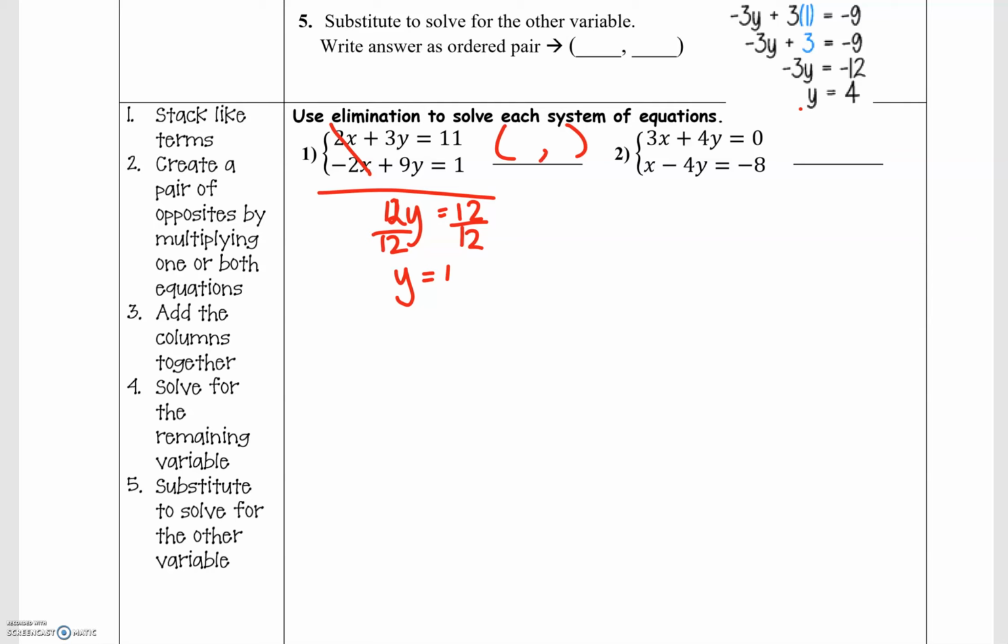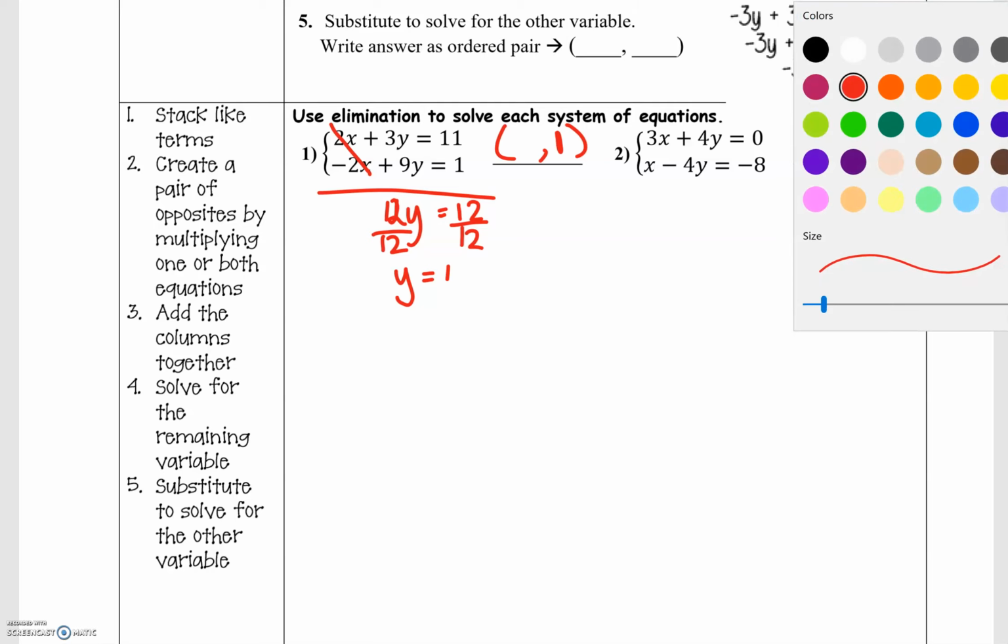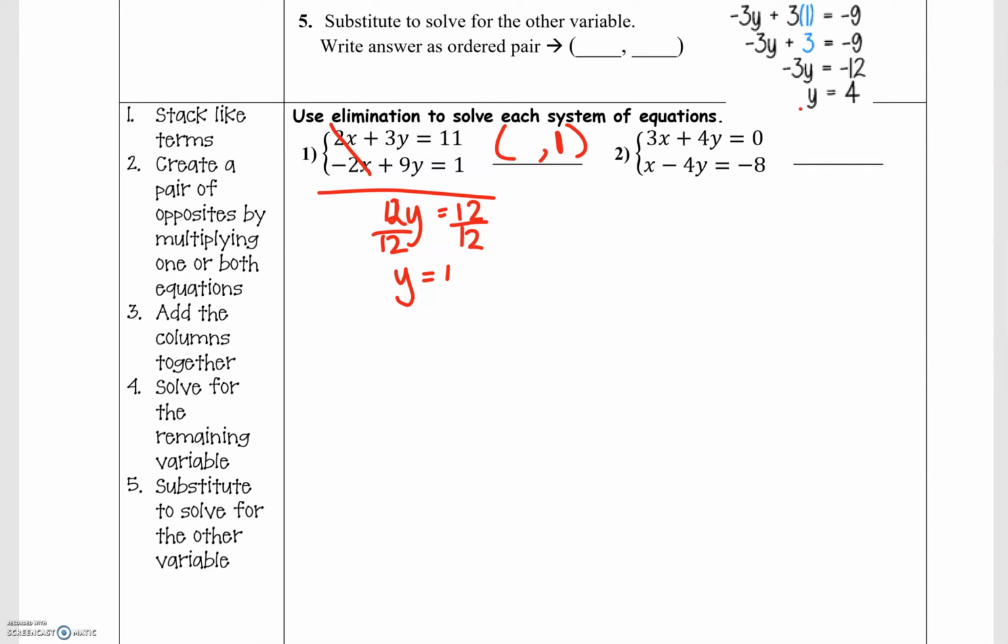So we know that that is our y value, and we can find x by plugging 1 for y back into either one of these equations. I'm just going to take the top one, it doesn't matter which one, and instead of y, I'm going to plug in the number 1. So here I plugged in, instead of 3y, 3 times 1, which is just 3.